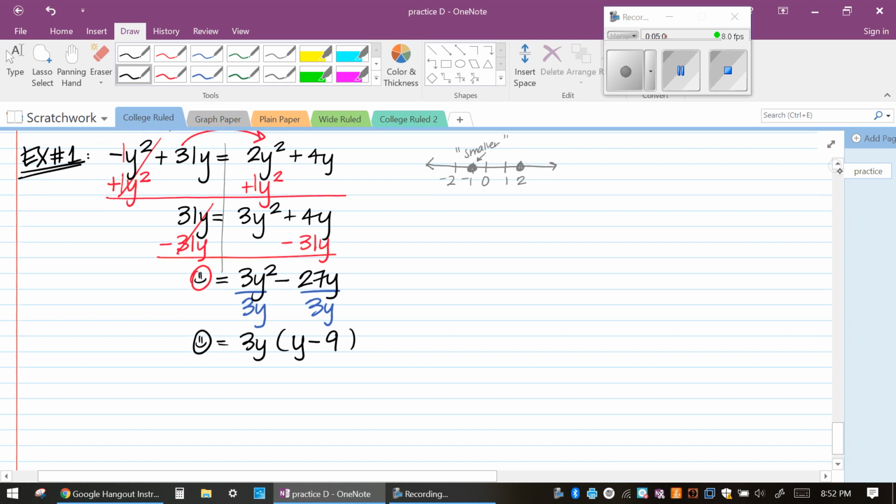At this point, you want to set each linear factor equal to 0. Now be careful, because this looks like a difference of squares, but your variable y doesn't have a squared. If it had been y squared minus 9, I could square root both of these terms and write it as y plus 3 and y minus 3. But this is not a square. Y does not have an exponent of 2. So your two solutions, if you finish solving, are 0 and positive 9.